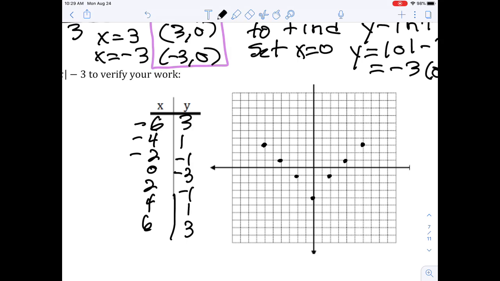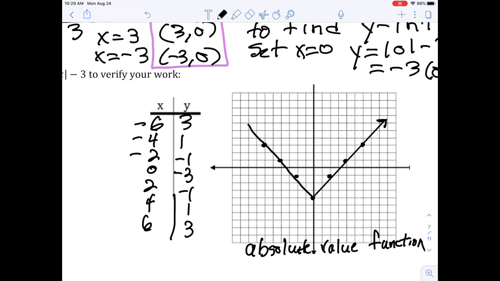Hopefully you can see the symmetrical properties of this graph. This is called the absolute value function. And we're going to study that more when we work on the parent functions, but hopefully you're seeing some symmetry here. So let me go ahead and graph that.